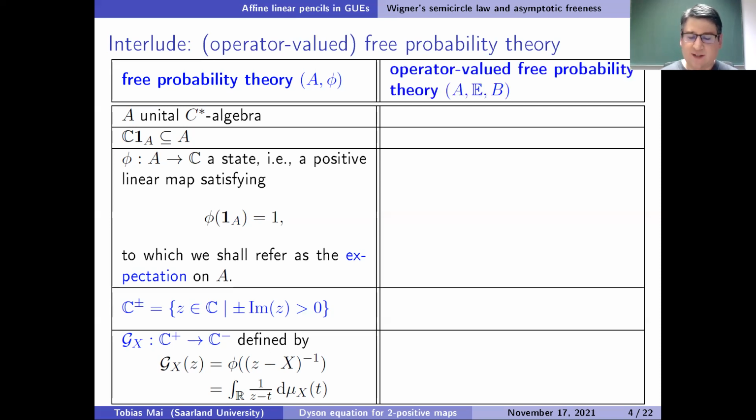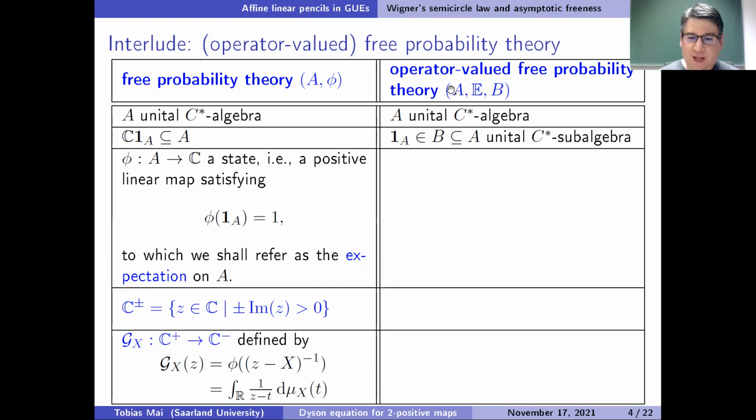And how does operator-valued free probability look like? Basically the philosophy behind it is that you replace the scalars, the complex numbers, by another unitally embedded sub-C-star algebra of A. So let's say again, A is a C-star algebra and B is now a unital C-star subalgebra, unitally embedded in the sense that it contains the unit element from A.